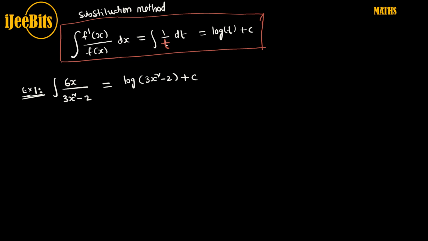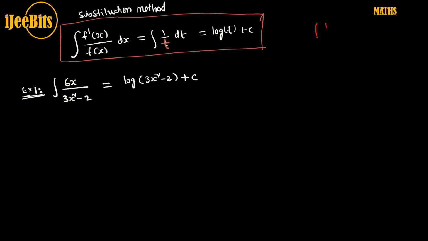Let's look at this one, the substitution method. If the given problem statement is in the form of integration of f dash x by f of x dx, where f dash x is the differentiation of f of x, then you would imagine this becomes integration of 1 by t dt. If you see integration of 1 by t dt or 1 by x dx, what happens? Log x or log t, right?